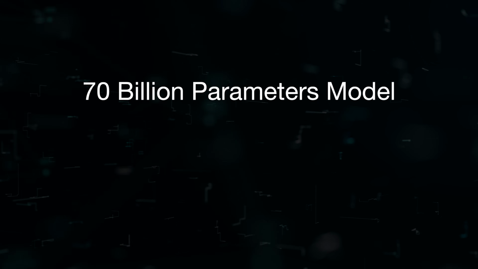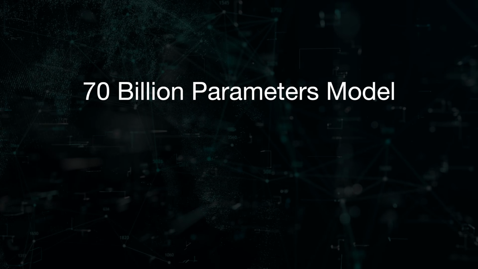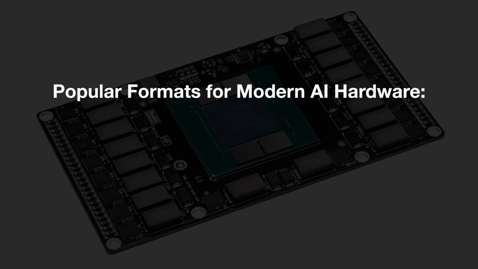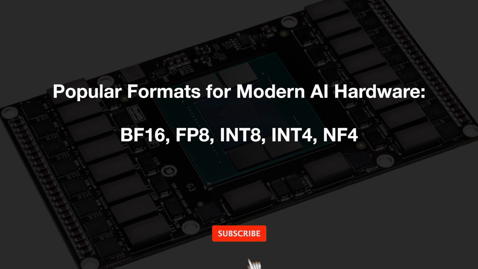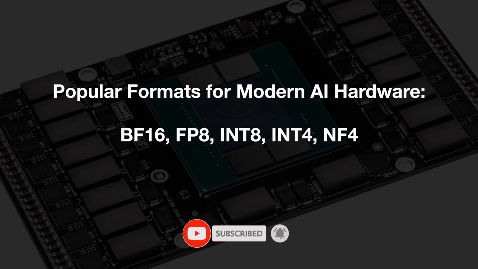So when someone says this is a 70 billion model, that's not enough information for you. The better question is: 70 billion numbers stored in what format? Because a model's parameter count only tells you how many numbers it has, but the number format tells you how expensive those numbers are. And this is why modern AI hardware cares so much about BF16, FP8, INT8, INT4, or formats like NF4.